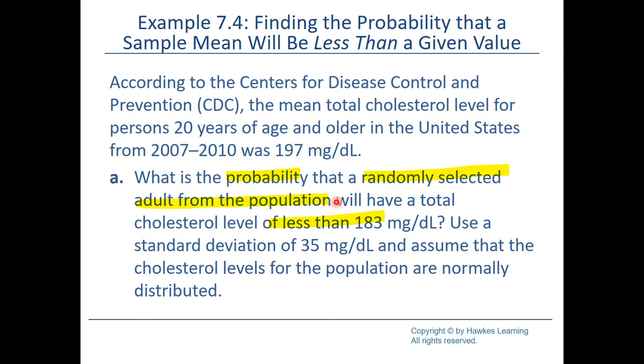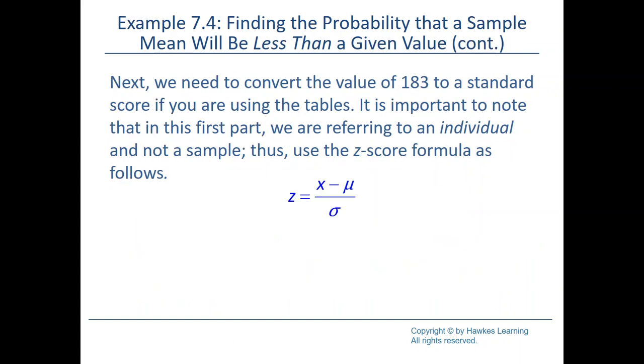So in this case, if you are going to do your table method, our z-score is going to be slightly different. Because we're referring to an individual and not an actual sample, the z-score formula will just be x minus the mean over the population standard deviation. Which is 183 minus 197 divided by 35, giving approximately negative 0.4. It should be negative because we are to the left of the actual mean.